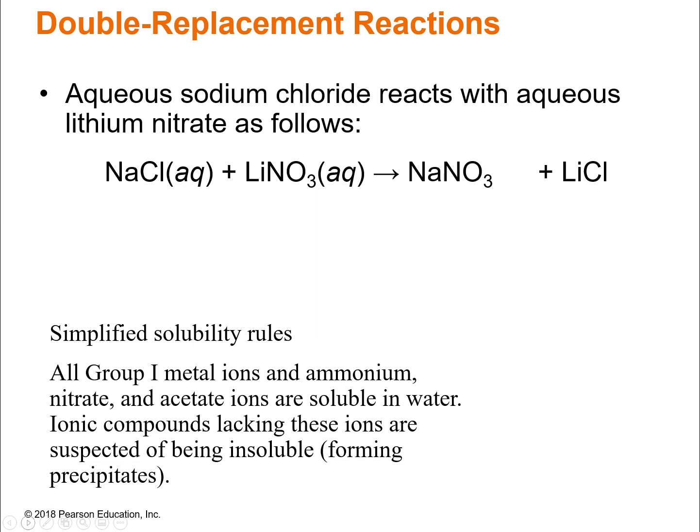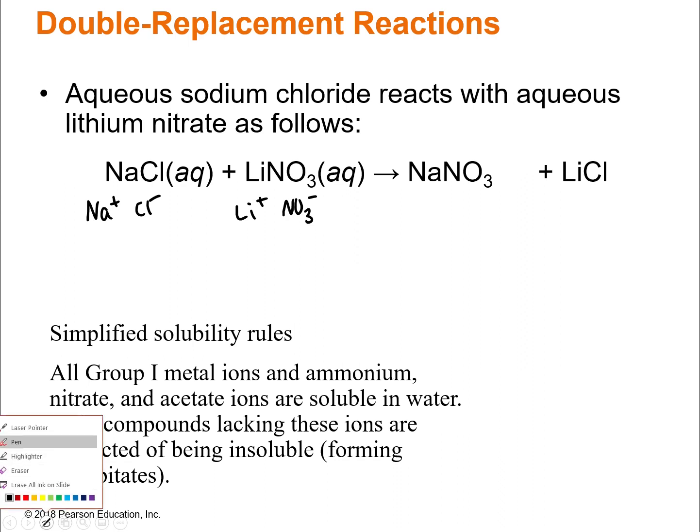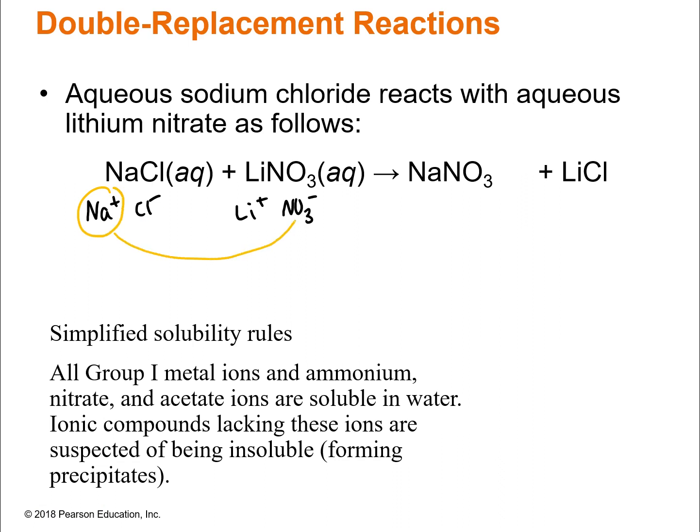So let's see. If we have sodium chloride and lithium nitrate, then what we've got floating around is Na+, Cl-, Li+, and NO3-. We're going to swap our ions. So now we've got sodium nitrate and lithium chloride.